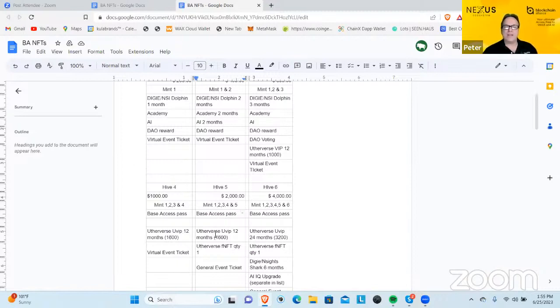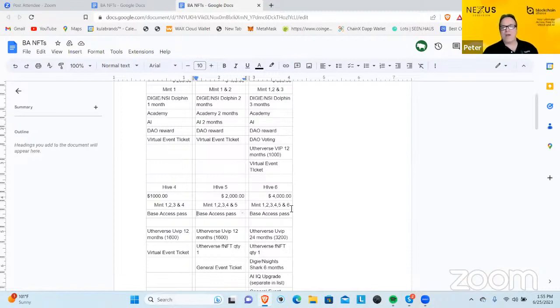And then you're going to get the Otherverse UVIP for 12 months. That's $1,600. Plus, you're going to get one of Gen 2 Trunk Otherverse. You're going to get an NFT in there with about a $500 value right there. And you are going to get a general event ticket. That means you can come to the event. If you can't make this event, you can apply it to a future event.